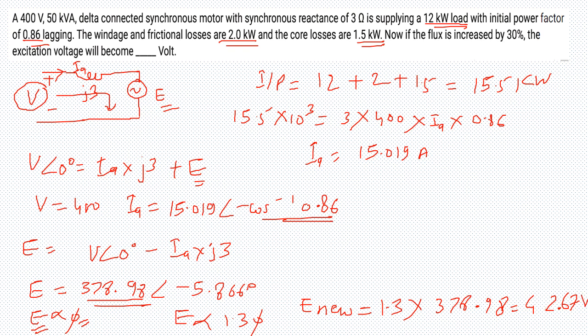Since the induced voltage is proportional to the flux, E new will also increase by 30%. Hence it will be 1.3 times the original E, which was there when this load was being supplied. So this is how you need to solve this problem, and thanks for watching.